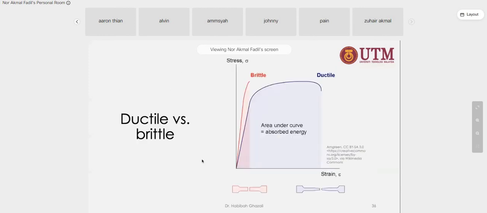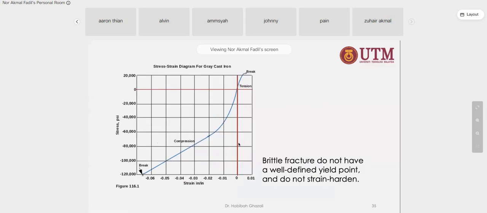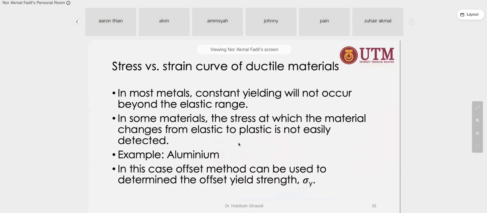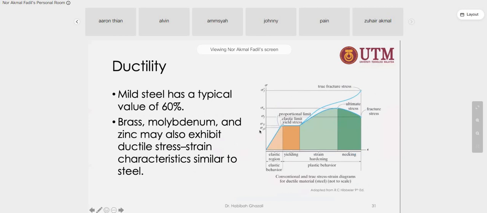previous diagram, like this one, this brittle material has a high modulus of elasticity. Ductile material has a lower modulus of elasticity. This ductile material has lower stiffness compared to the brittle, because you can see the slope is higher for brittle materials. So if you want to compare which one has a higher E value, look at the slope. To measure the slope, you have to look at this one.